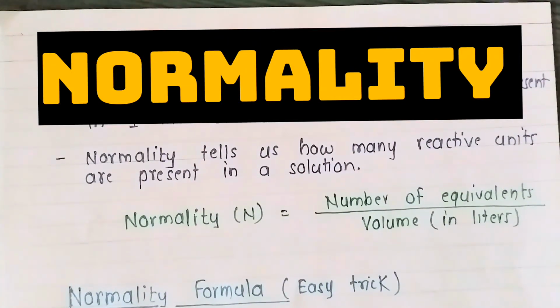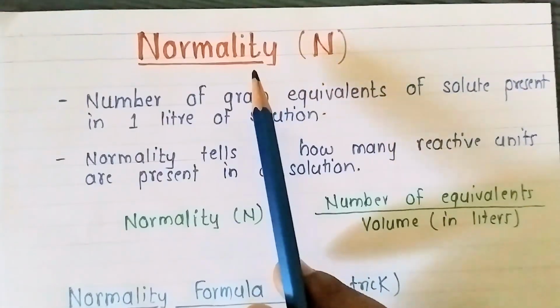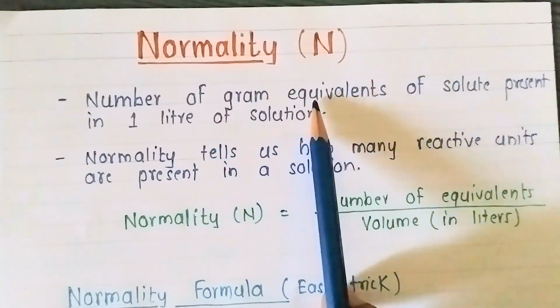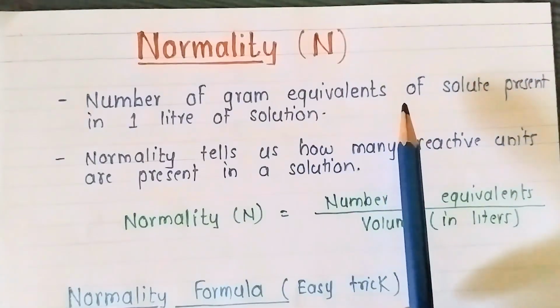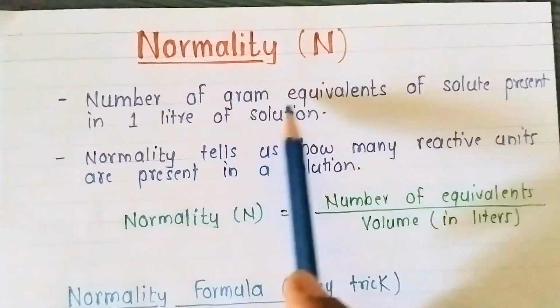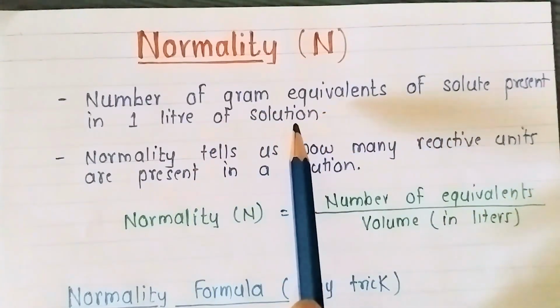Today we are going to understand one of the important concepts in chemistry, that is normality. First of all, we understand what is meant by normality. Normality means the number of gram equivalents of a solute present in 1 liter of solution.